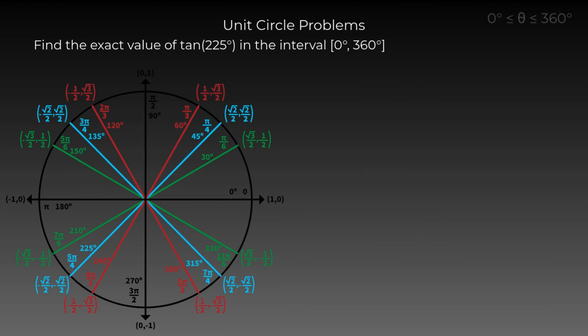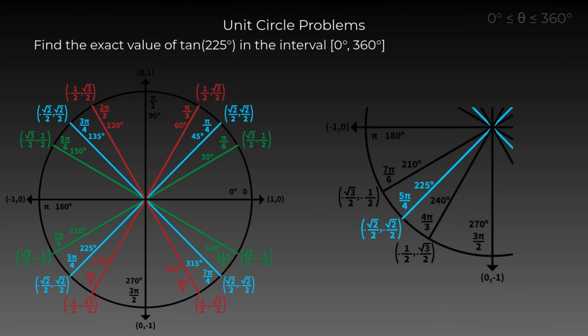Example 2. Find the exact value of tangent of 225 degrees within the interval from 0 degrees to 360 degrees. Solution. 225 degrees is in the third quadrant, where both sine and cosine are negative. The coordinates are negative square root of 2 over 2, comma, negative square root of 2 over 2.